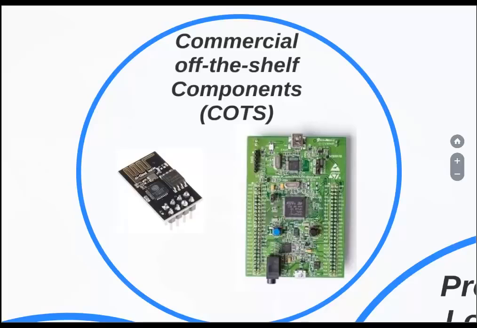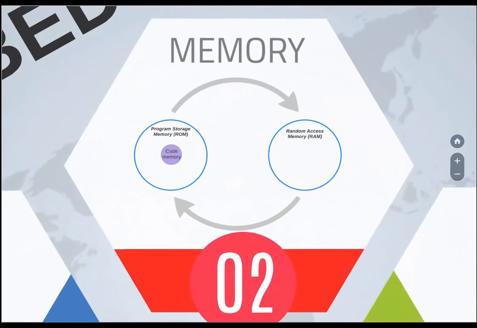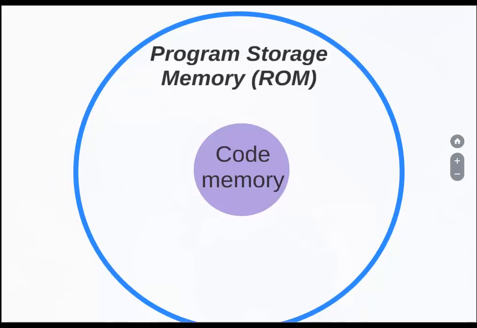After having talked about the core, let us move on to the next topic, memory. Memory can be further classified into two parts, program storage memory, also called ROM, and random access memory, called RAM. If we look into the program storage memory, there is also the code memory. We can further say that the code memory can be stored in several different places.